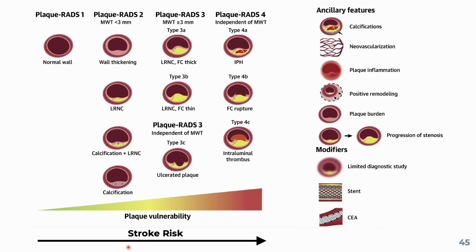Finally, there are additional ancillary features as shown here on the right-hand column, including calcifications, signs of neovascularization, plaque inflammation, remodeling, or even progression of stenosis, as well as additional modifiers, including a limited diagnostic study, presence of a carotid stent, or presence of a previous CEA.